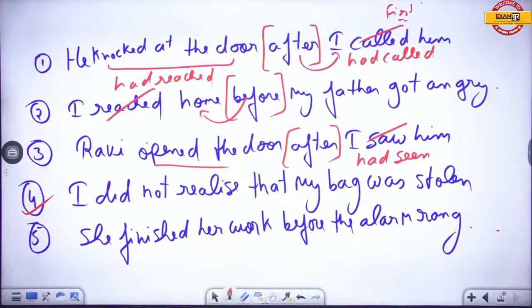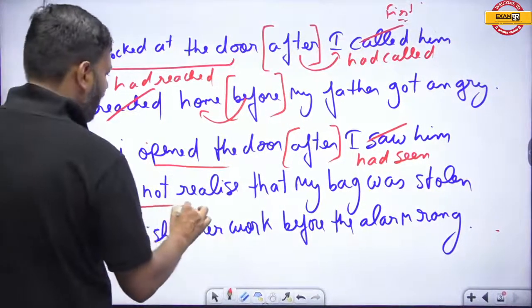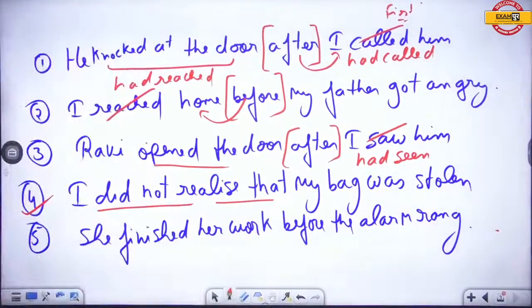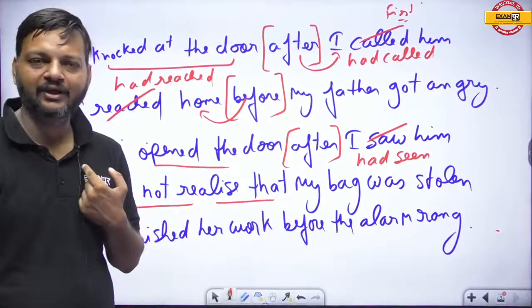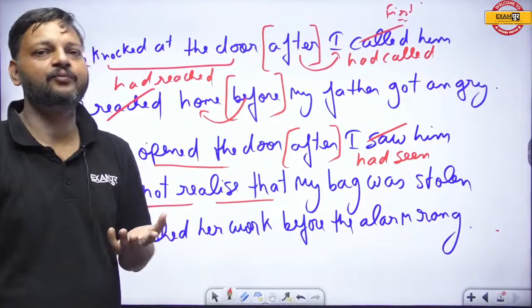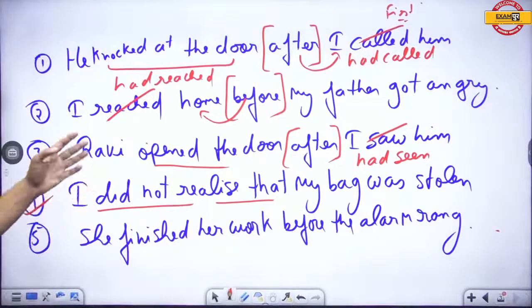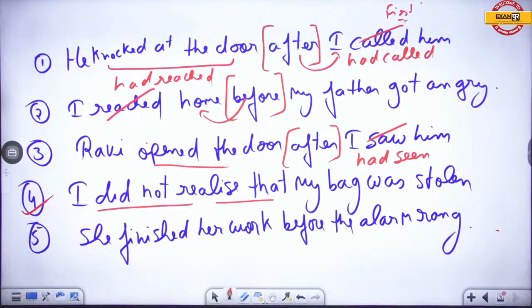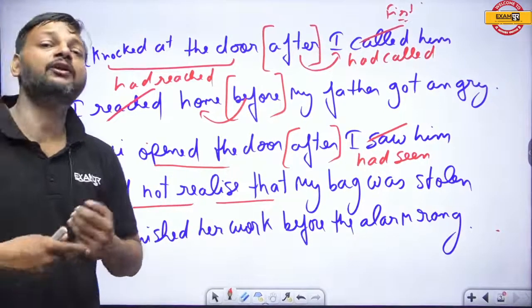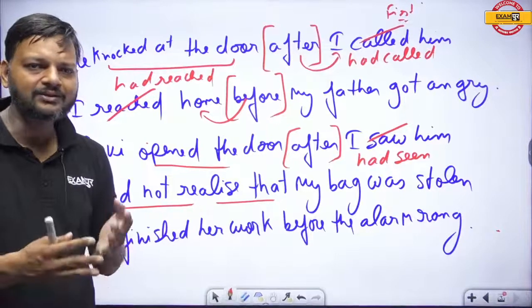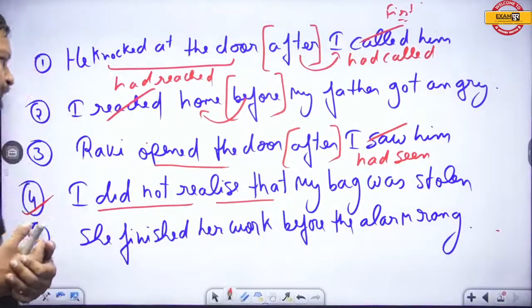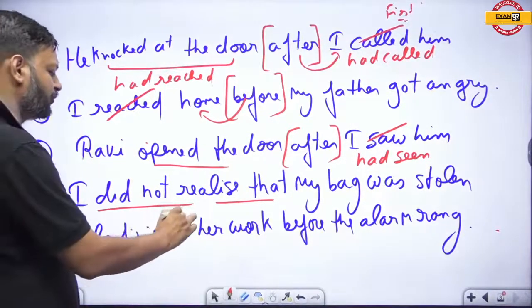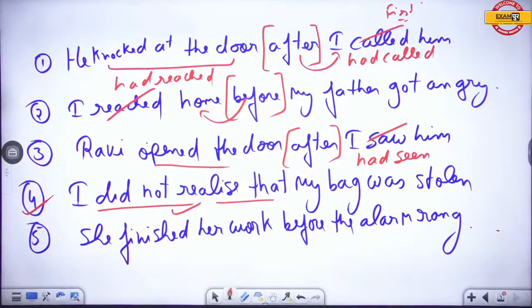Okay. So the sentence is I did not realize that my bag was stolen. Here also there are two actions. First, I am realizing, and second, my bag has been stolen. So when do we realize or not realize something? Once something happened, then only we realize or do not realize it. So I did not realize, this part is absolutely correct, but my bag was stolen.